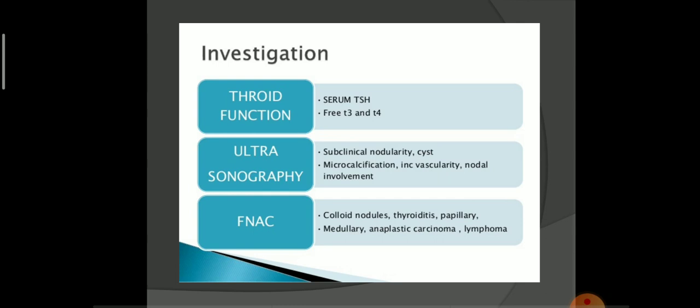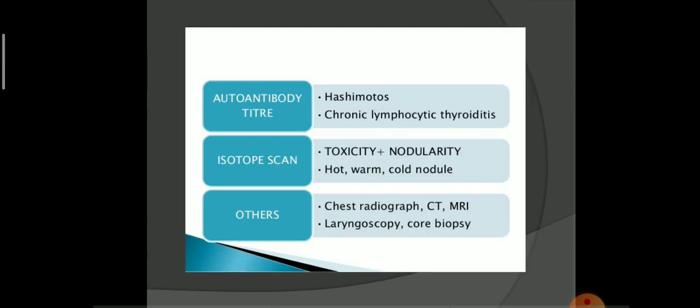Next, what are the investigations here? Investigations include T3 and T4, FNAC, ultrasonography, and antibody titer. We already discussed that in Hashimoto's thyroiditis there are increased anti-thyroid antibodies. So there we get the autoantibody titer. Okay. Isotope scanning, like hot, warm and cold nodule.